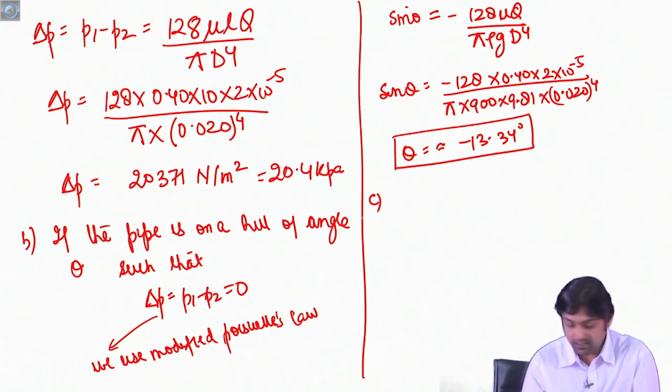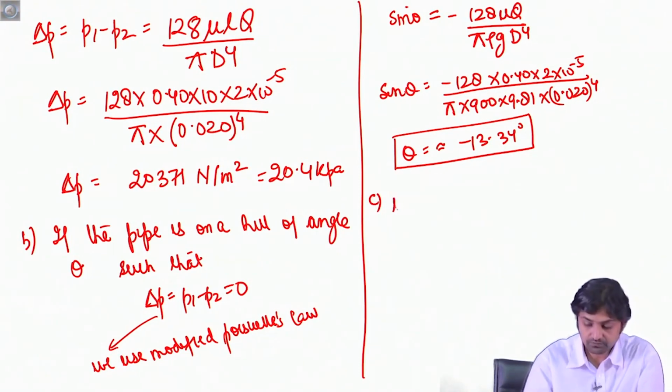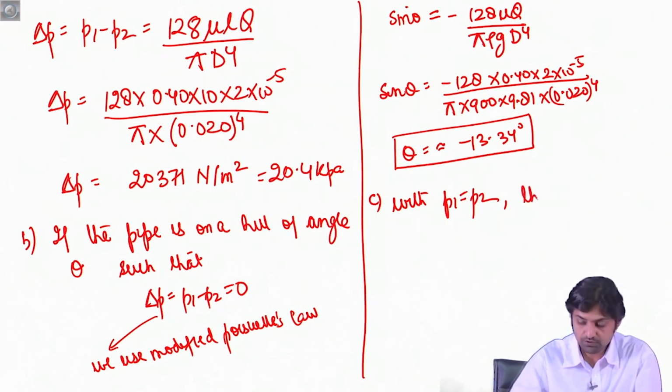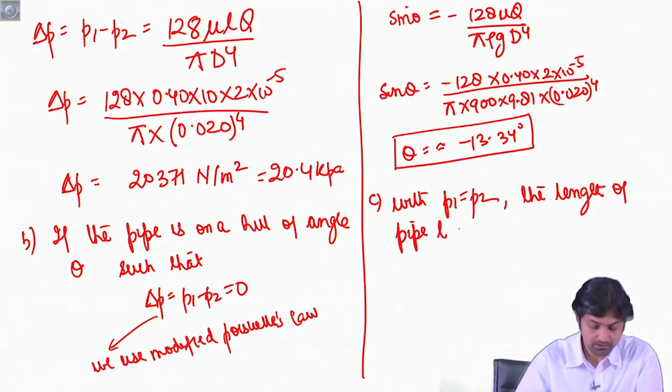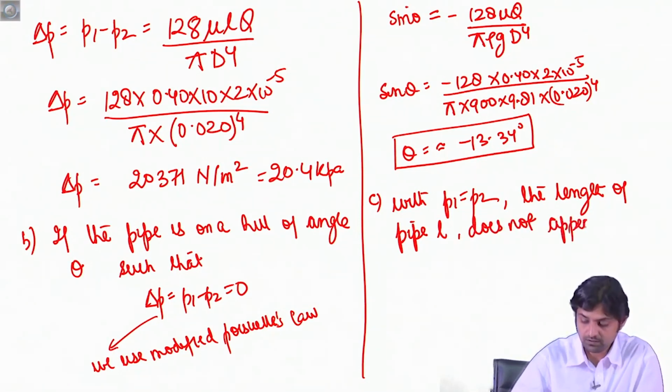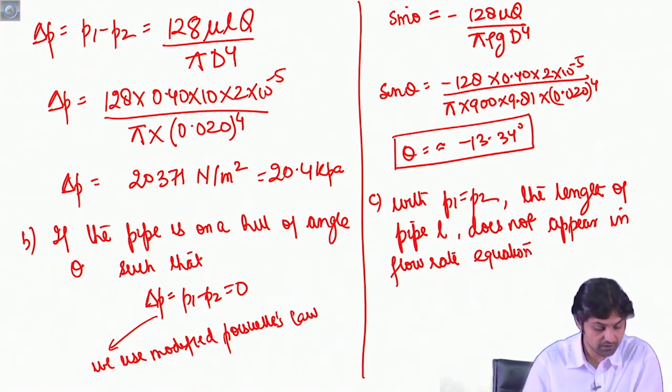Now the third part says that with P1 is equal to P2, the length of pipe L does not appear in the flow rate equation. All right.